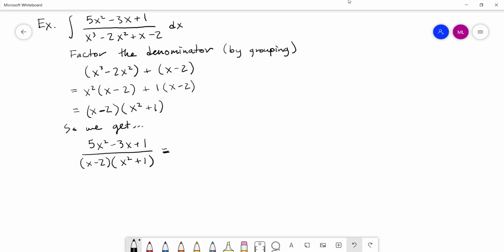So I want to write it as something over x minus 2 plus something over x squared plus 1. And if we go back up to those rules, this term is linear. All we need to guess as the numerator for a linear is a constant. But this term is quadratic, and we can't get away with just guessing a constant up here.